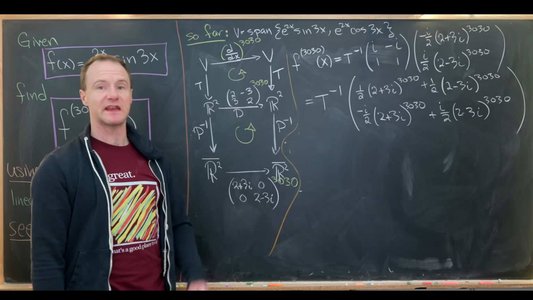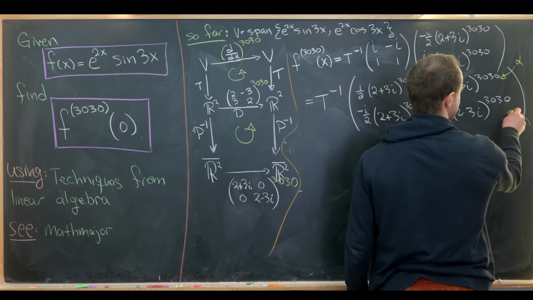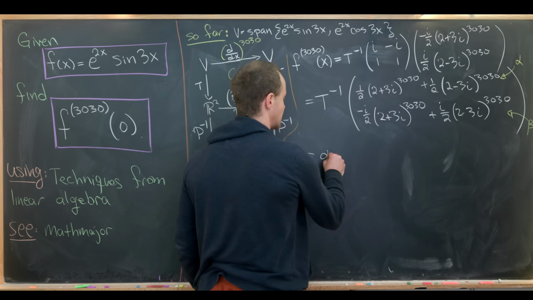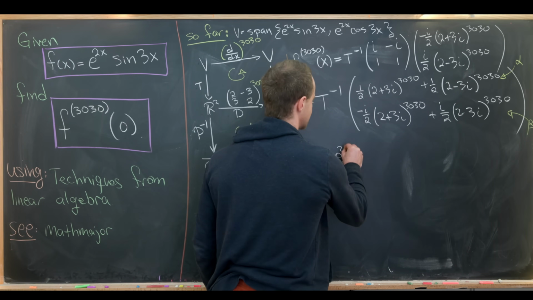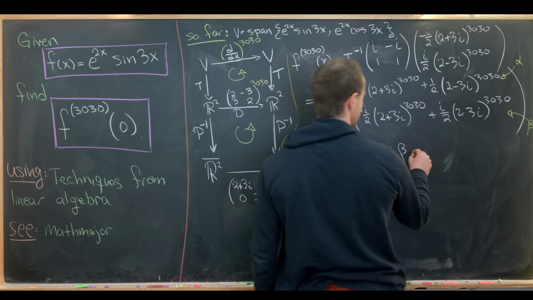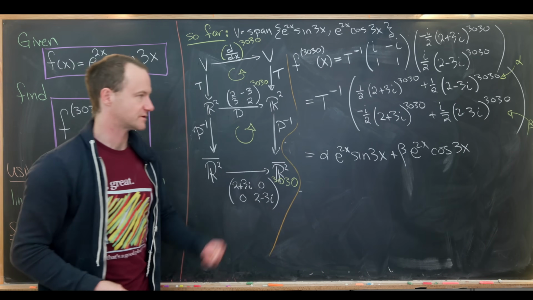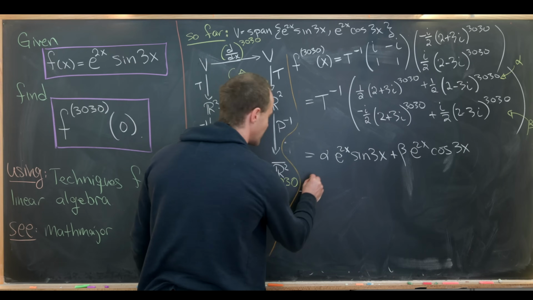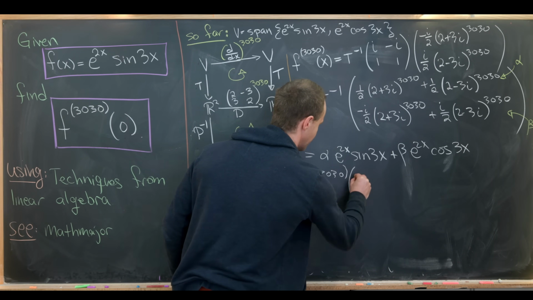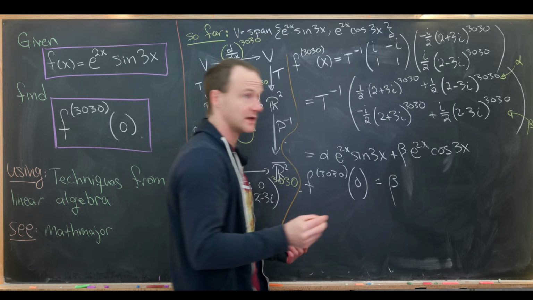Great. And then just for the next step, let's introduce some notation. Let's say this first entry we'll call alpha, the second entry we'll call beta. And then applying T inverse will give us alpha times e to the 2x sine 3x plus beta e to the 2x cosine 3x. So something that looks like that. But now if we evaluate this at 0, which is our final goal, the 3030th derivative evaluated at 0 is just equal to beta, and that's it.